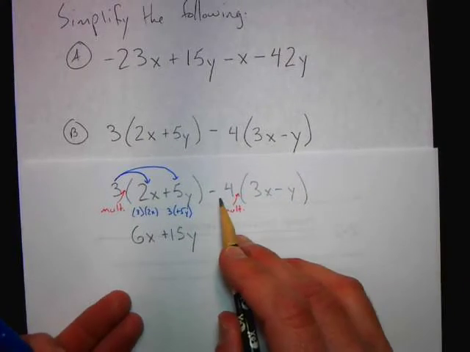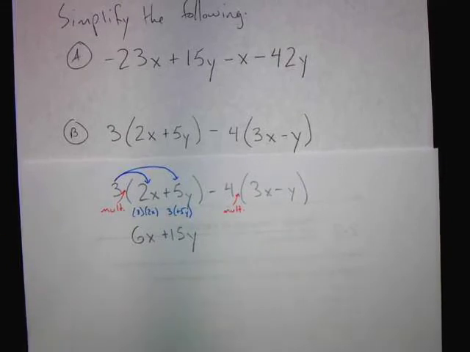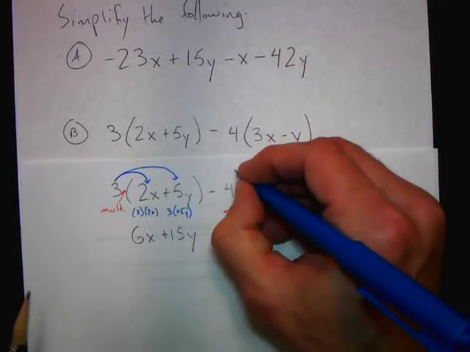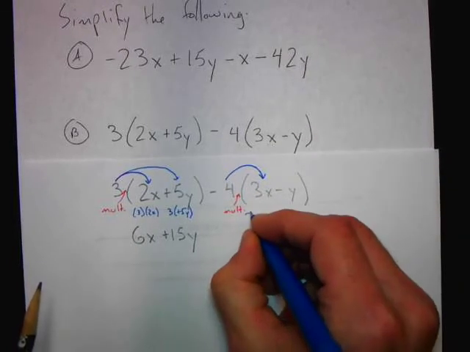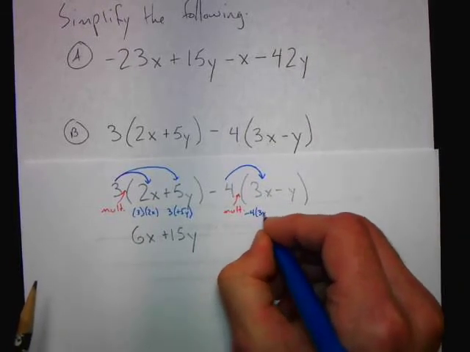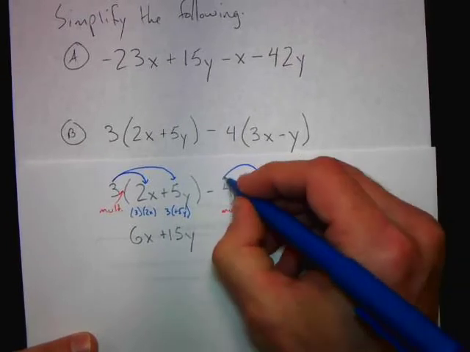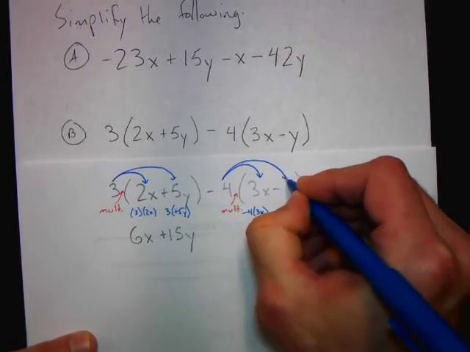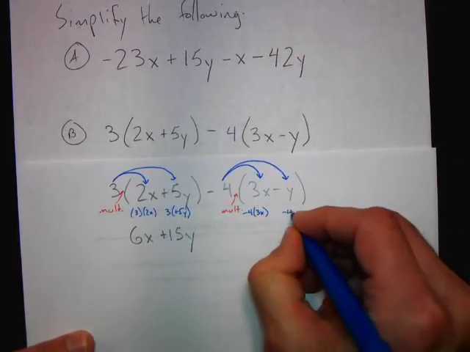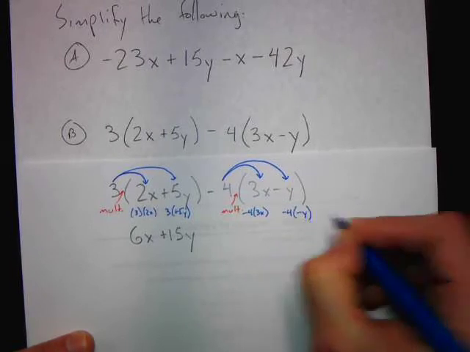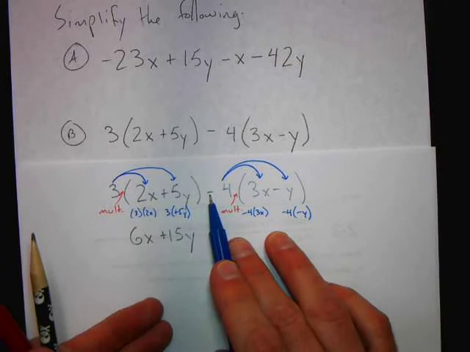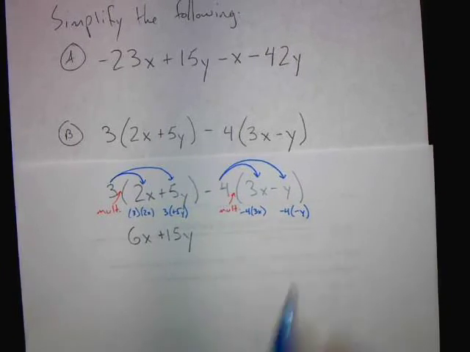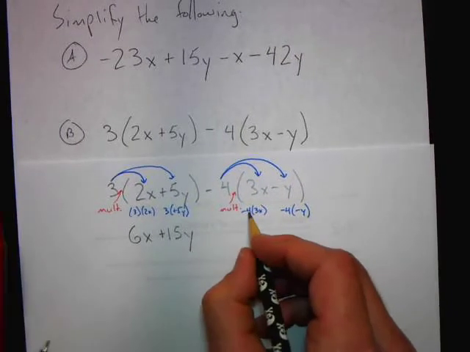And now we look at this multiplication piece happening here. Now keep in mind, this is a minus 4. So when we're distributing, we are distributing a minus 4. So we're looking at minus 4 times 3x. And when we are distributing, again, we're distributing a minus 4. And so we're looking at minus 4 times a minus y. And so we have to be careful, knowing that this minus sign belongs to this 4, and that's what's being distributed. So you have minus 4 times 3x.